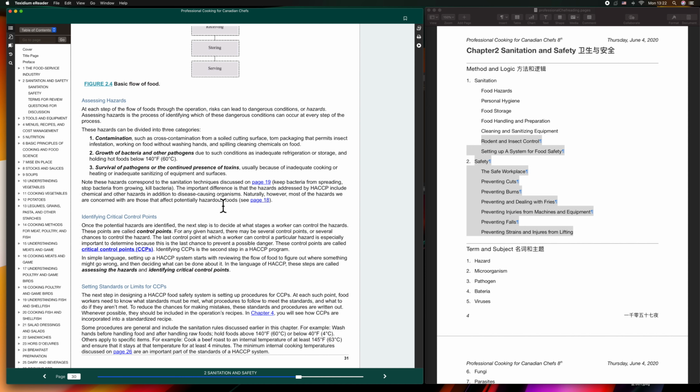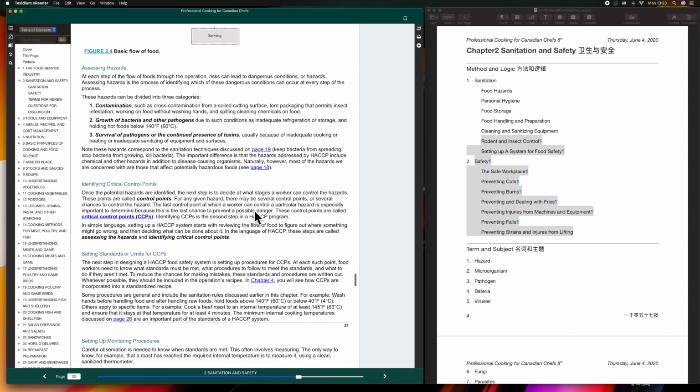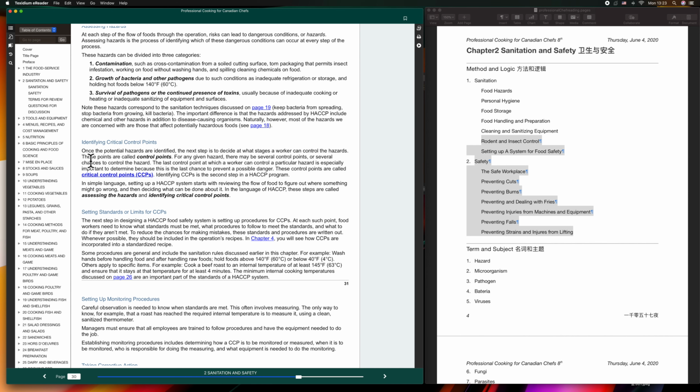The important difference is that the hazards addressed by HACCP include chemical and other hazards, in addition to disease-causing organisms. Naturally, however, most of the hazards we are concerned with are those that affect potentially hazardous foods. Next, identifying critical control points.